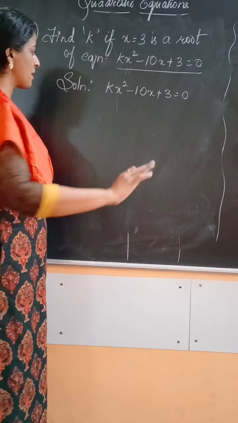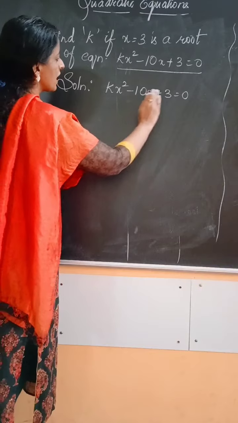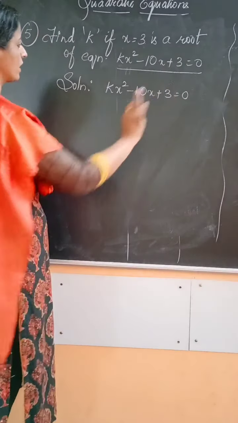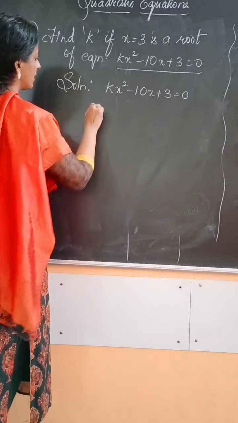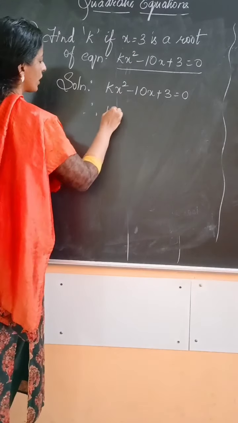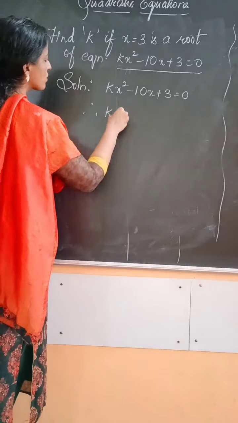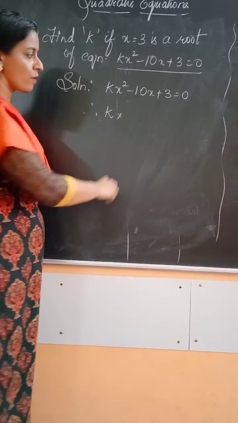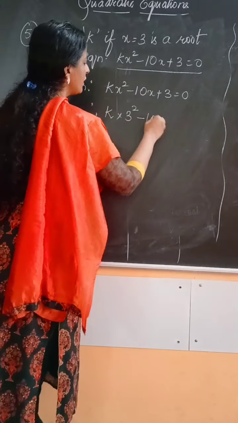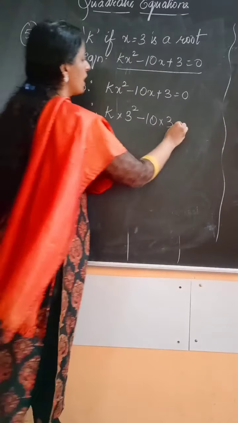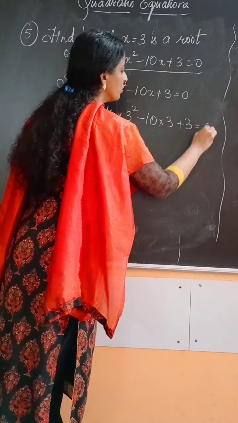Surely coming for your exam. Kx square minus 10x plus 3 equal to 0. Equation copied correctly. Put in place of x, 3. Therefore, k in place of x will put 3. So here it is x square. So this will be k into 3 square minus 10 into 3 plus 3 equal to 0.